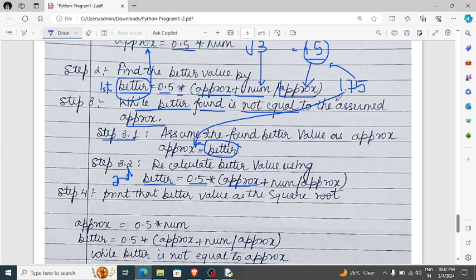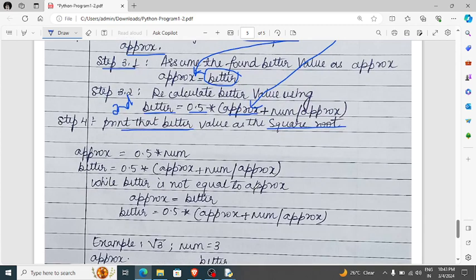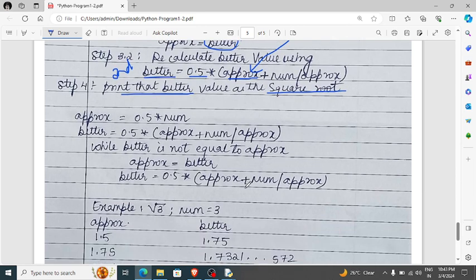Now what is your approximate? Your approximate is 1.75. That is your approximate value for the second iteration, and then again you check if your better value is same as approximate. If not, you keep on calculating until your better and approximate are same, and at the moment where your better and approximate values are same, you print the better value as the square root. Now let us do this with a proper example.